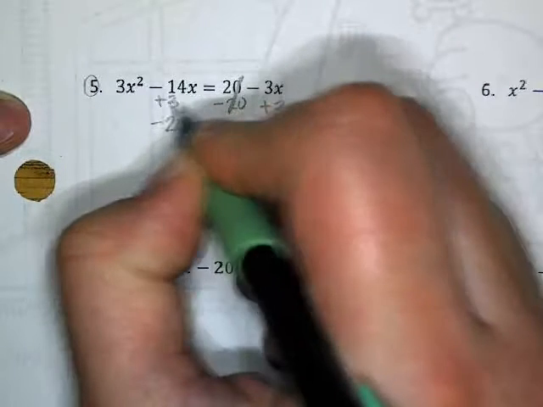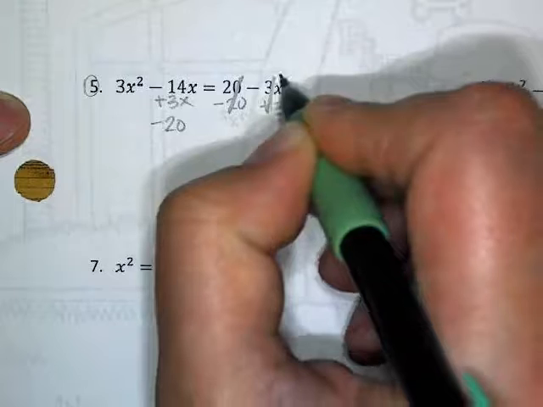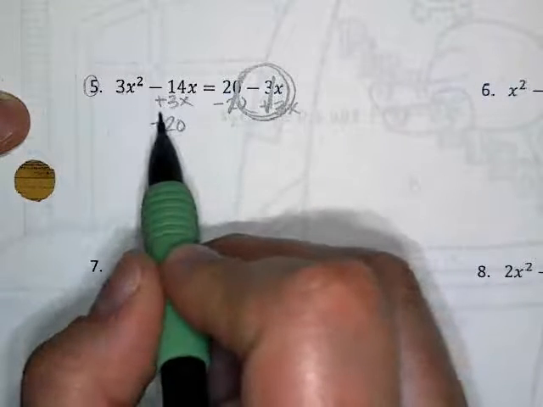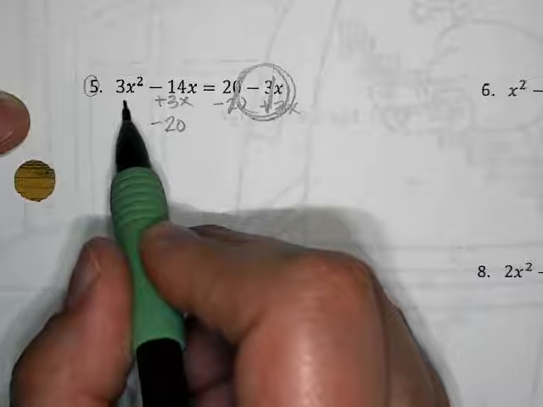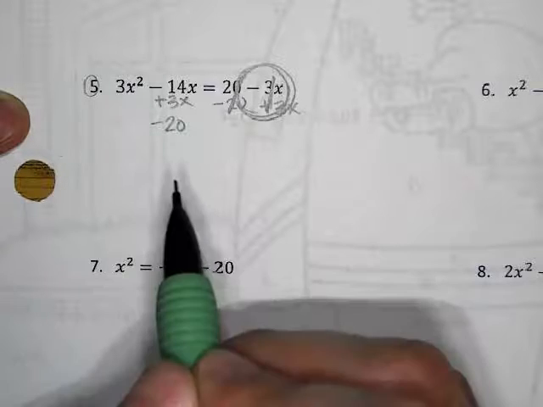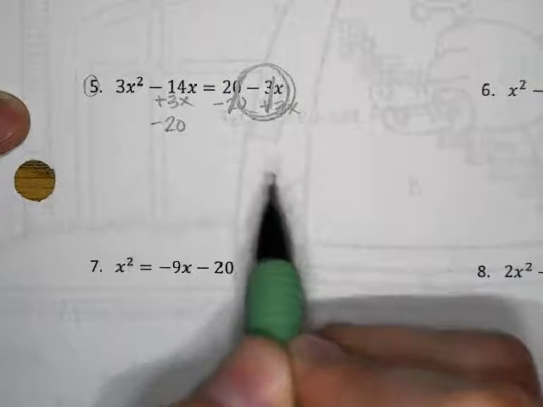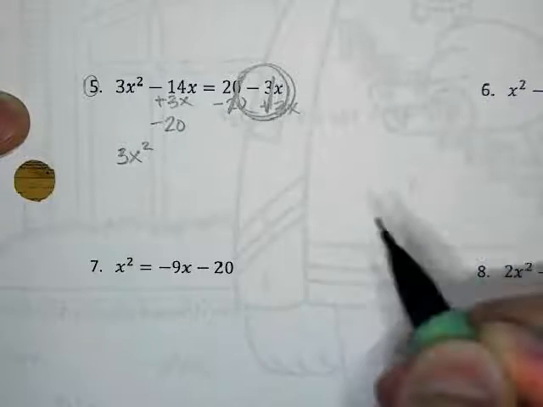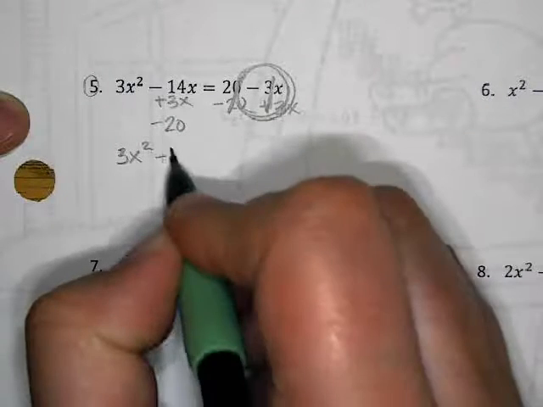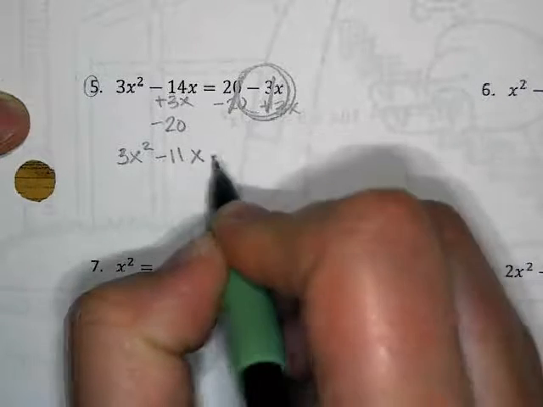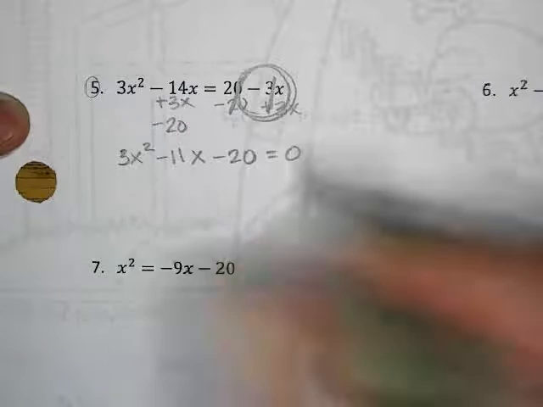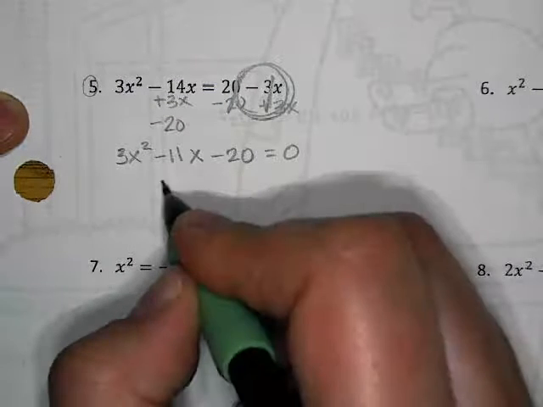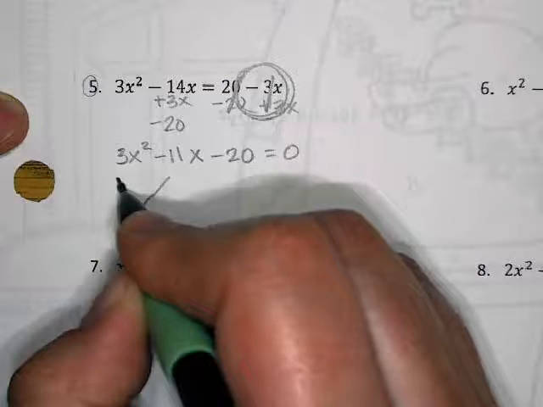Okay, so this side over here is a 0. And then over here I'm going to combine like terms, and I'm just going to make sure that my x squared term goes first, and then my x term, and then the term with no x's. So 3x squared goes first, and then minus 11x, and then the negative 20. And then I'm ready to do this part.